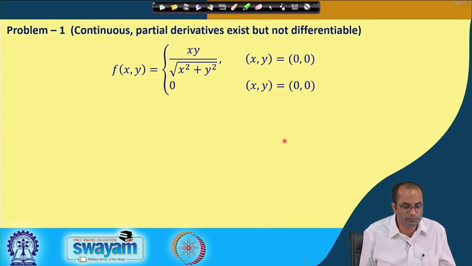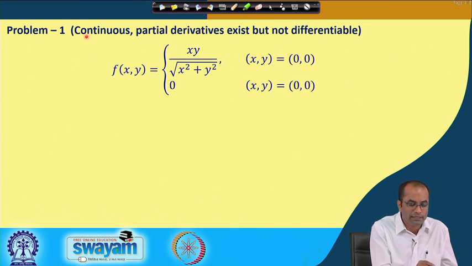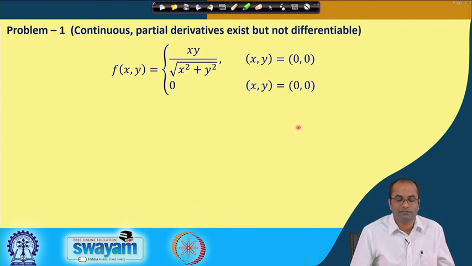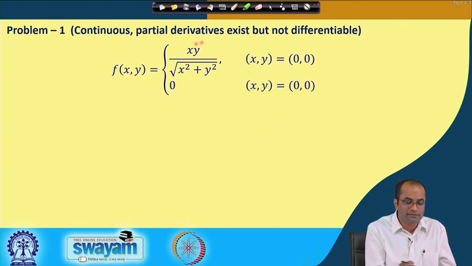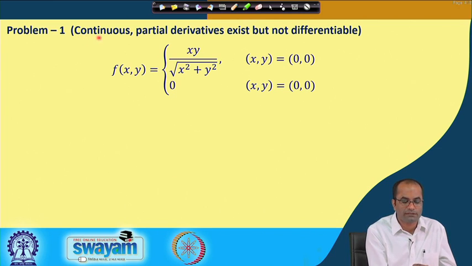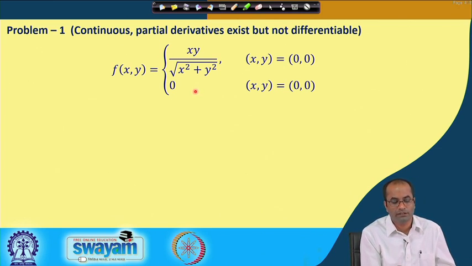So here we take problem number 1, and we will show that in this case the function is continuous and the partial derivatives exist, but the function is not differentiable. This is because continuity and the existence of partial derivatives are only necessary conditions for differentiability. So we cannot claim based on these two conditions that the function is differentiable. This is one example where we will show that the function is continuous and the partial derivatives f x and f y exist, but the function is not differentiable.